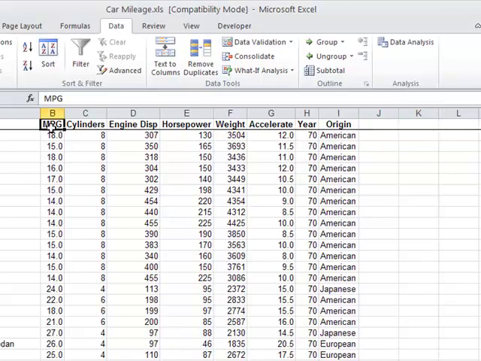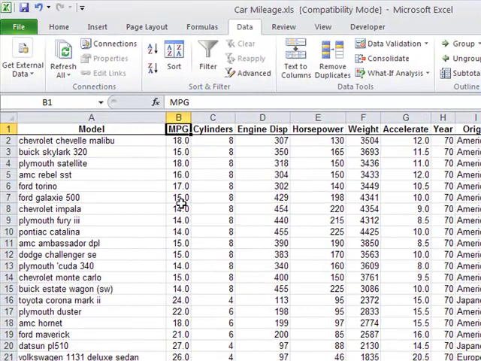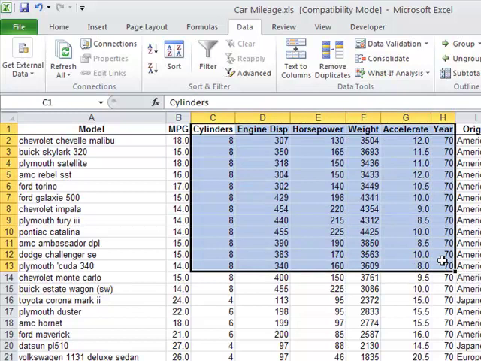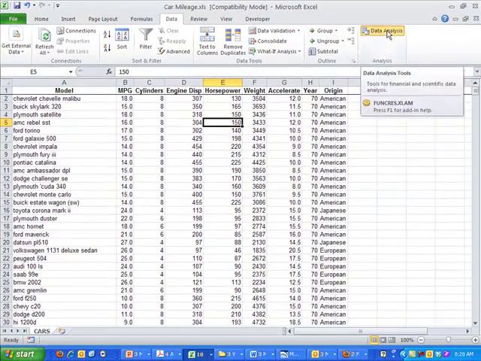So here we go. Miles per gallon is what we're trying to predict. According to the problem, we're some consumer group, and we're trying to figure out what drives miles per gallon of these cars. So miles per gallon is our y, and the rest of these are our x's. In Excel, if we're going to do this multiple regression, all the x's have to be next to each other because we're going to highlight them all. So we have to do this with the Data Analysis ToolPak.